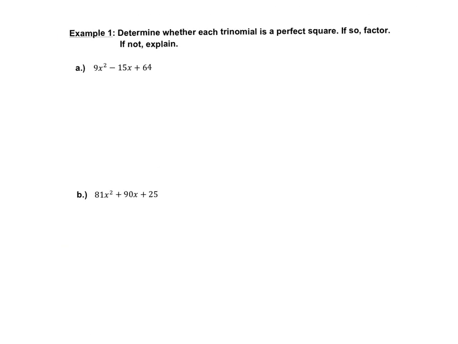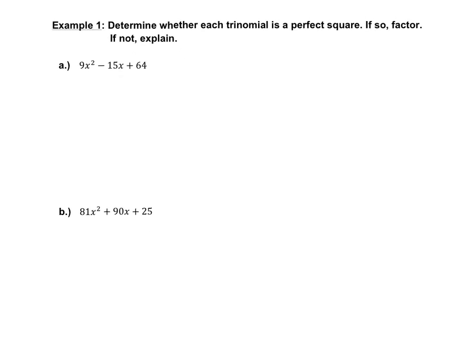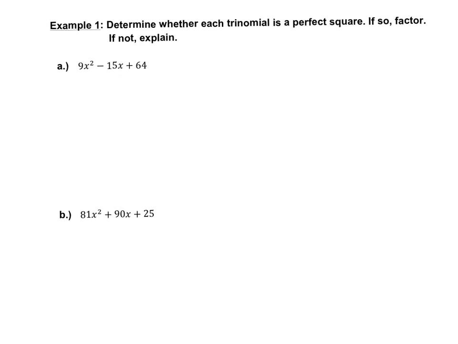Determine whether each trinomial is a perfect square. If so, factor it. If not, explain. So what this means is we want to see, is the first term here a perfect square? And is the last term a perfect square? If they are perfect squares, you take the square root of them. Well, this first one, the square root of that is 3x. And the square root of 64 is 8. That's what makes them perfect squares, because they came out as whole numbers.